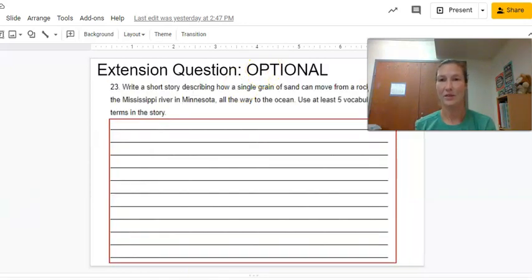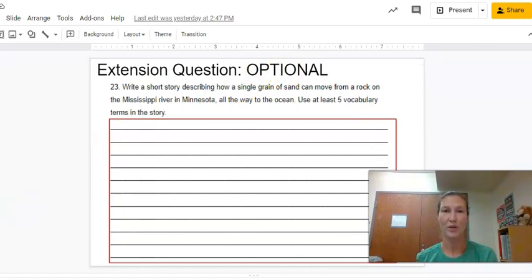And the last one asks you to write a short story describing how a single grain of sand can move from a rock on the Mississippi River in Minnesota all the way to the ocean. And it wants you to use 5 vocabulary words.